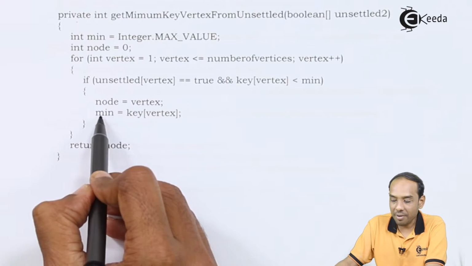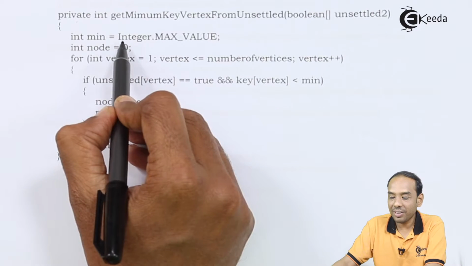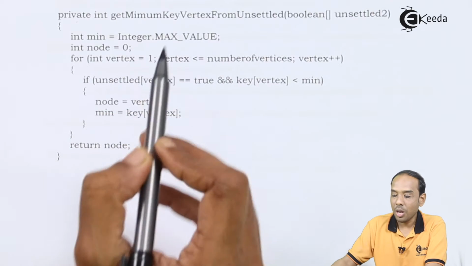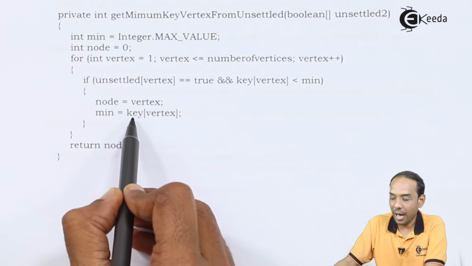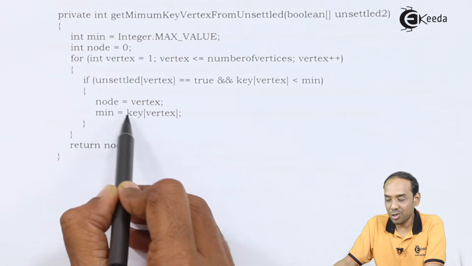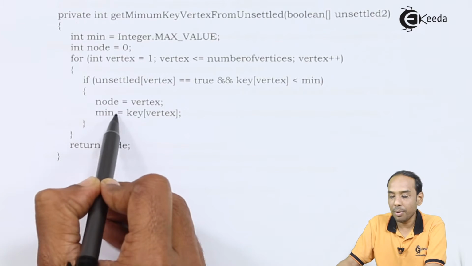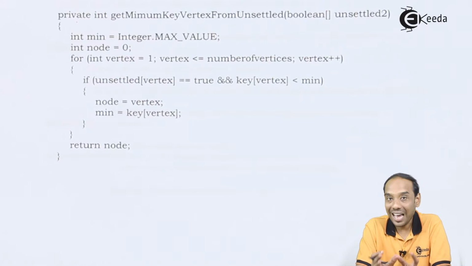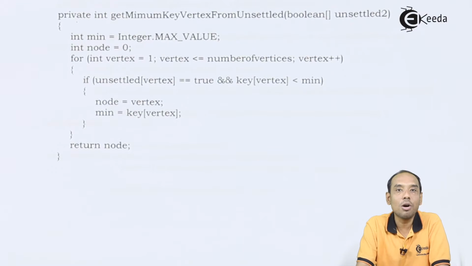Then we have the min variable value, which was previously Integer.MAX_VALUE. Now we are going to take the key array value with the index as vertex. Key vertex, this value is going to be transferred to the variable min. Hence, we have calculated the value of a particular node and tried to get the minimum value of the key vertex from the given unsettled node.